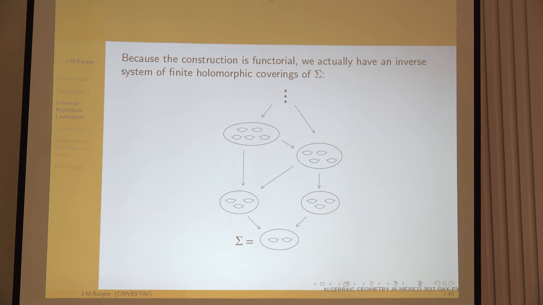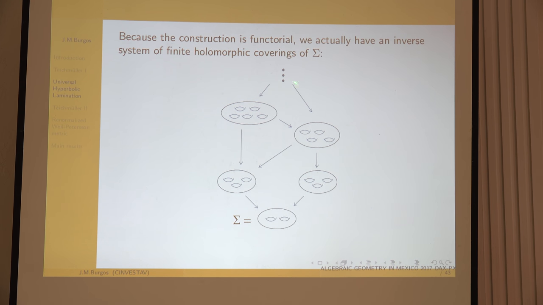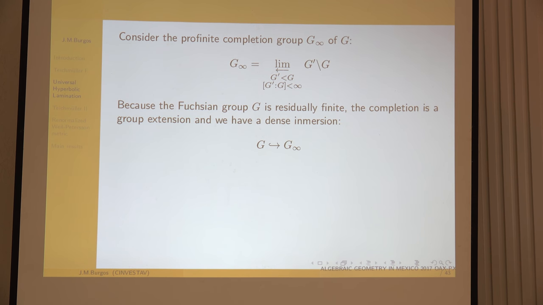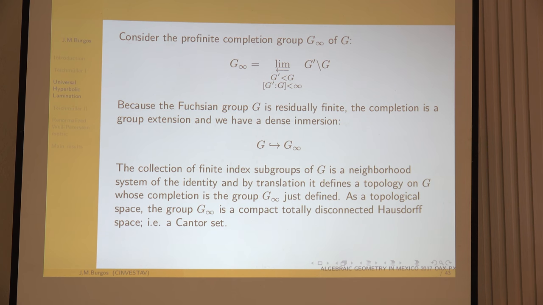Well, we want to take the inverse limit in here. But first, consider the profinite completion of the group G. It's defined as that inverse limit, ranging over all finite index subgroups. And because the function group is residually finite, the completion is a group extension, and we have a dense immersion. The collection of all finite index subgroups is a neighborhood system of the identity, and by translation, it defines a topology on the group whose completion is the profinite completion just defined.